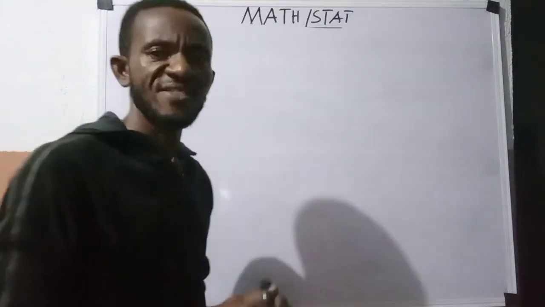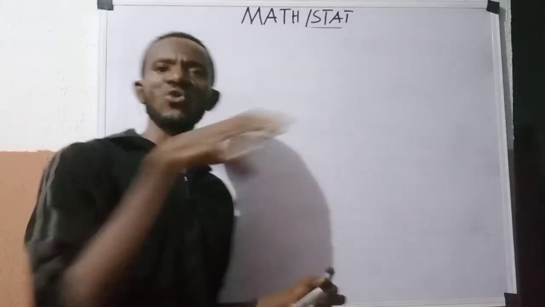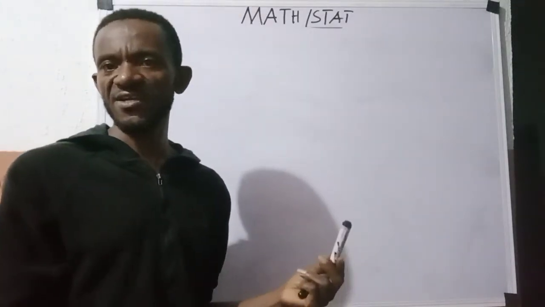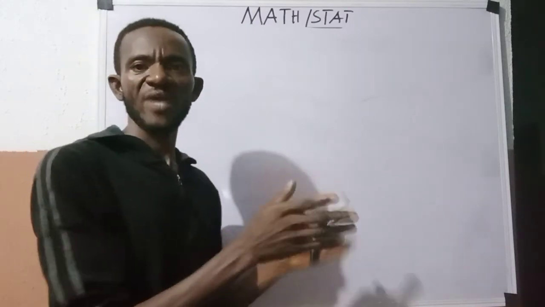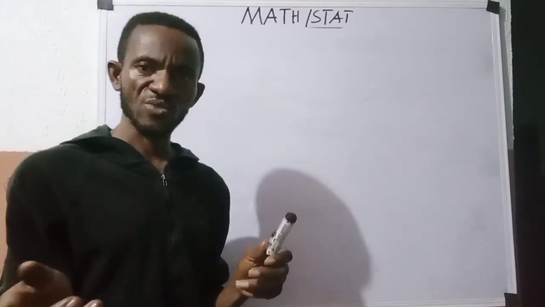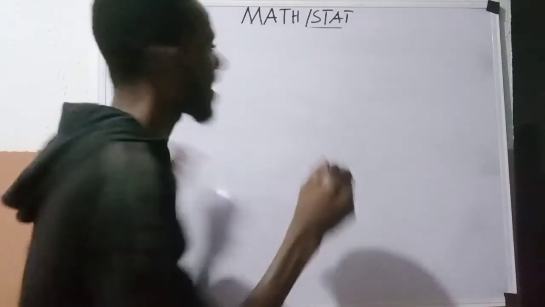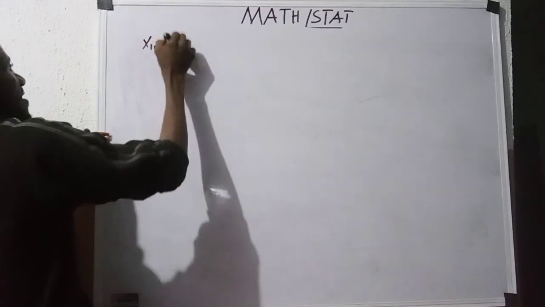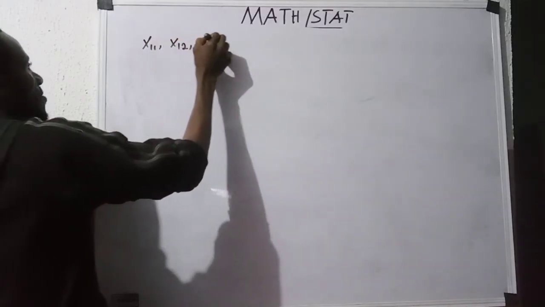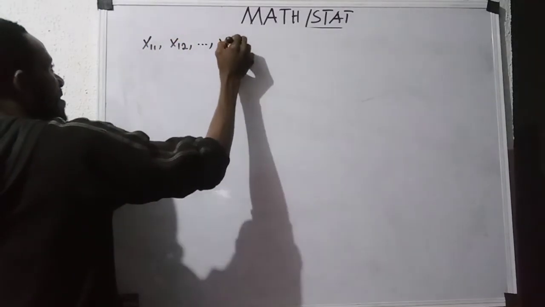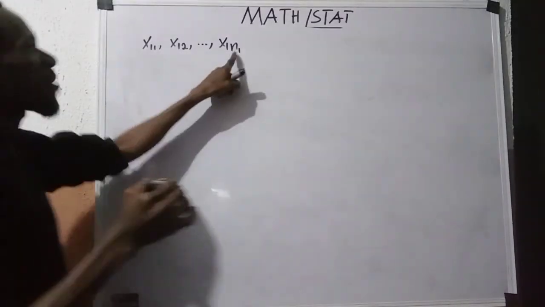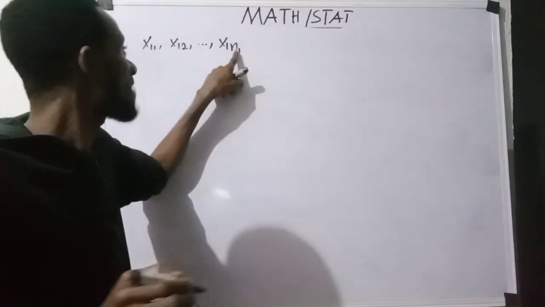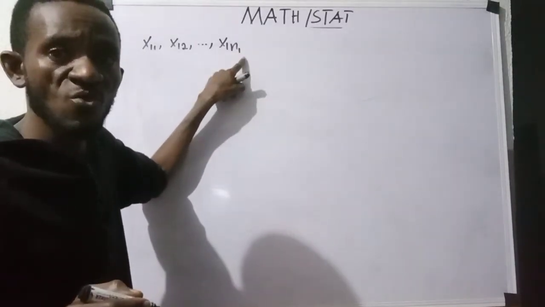So what if they say that two random samples were taken from two different populations, where of course we know that we have population 1 and population 2. In that case, the sample they are going to take will be x11, x12, up to x1n1. This n1 is talking about the sample coming from population 1.